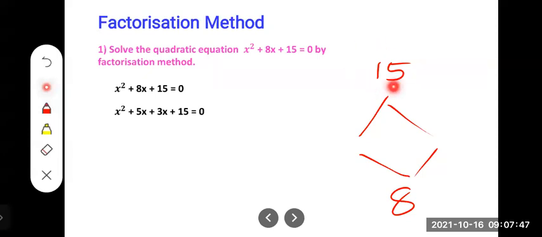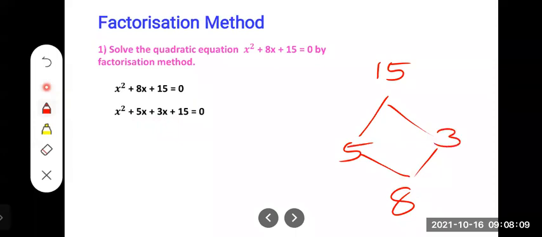Whenever we multiply, we have to get 15. When we add or subtract, we have to get 8. So we have to find both the numbers. Two numbers we have to find. So what are those two numbers? Yes, I have written already here. So 5 threes are 15. Okay, so you write here 5 threes are 15.